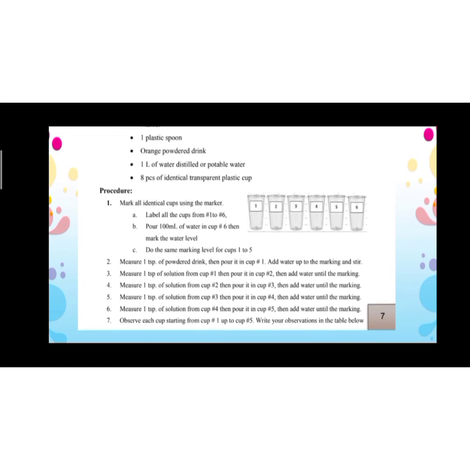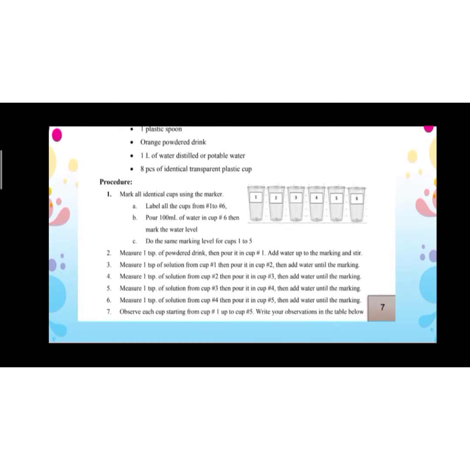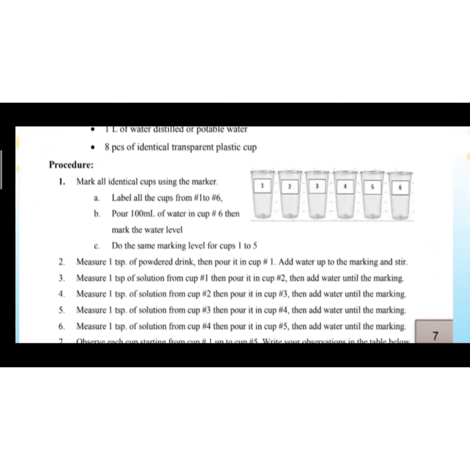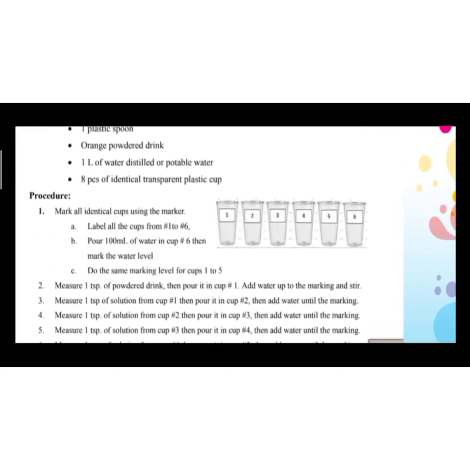Okay, materials: marker, 1 plastic spoon, orange powder drink, 1 liter of distilled or potable water, 8 pieces of identical transparent plastic cups. Okay, so, kukuha tayo ng plastic cups. Lalagyan natin siya ng tig-100 ml of water. Lalagyan nyo ng label na cup 1, 2, 3, 4, 5, 6 bawat cup. So, lalagyan ng label yung bawat baso, cup 1, 2, 3, 4, 5, 6. So, 6 na cups yan.